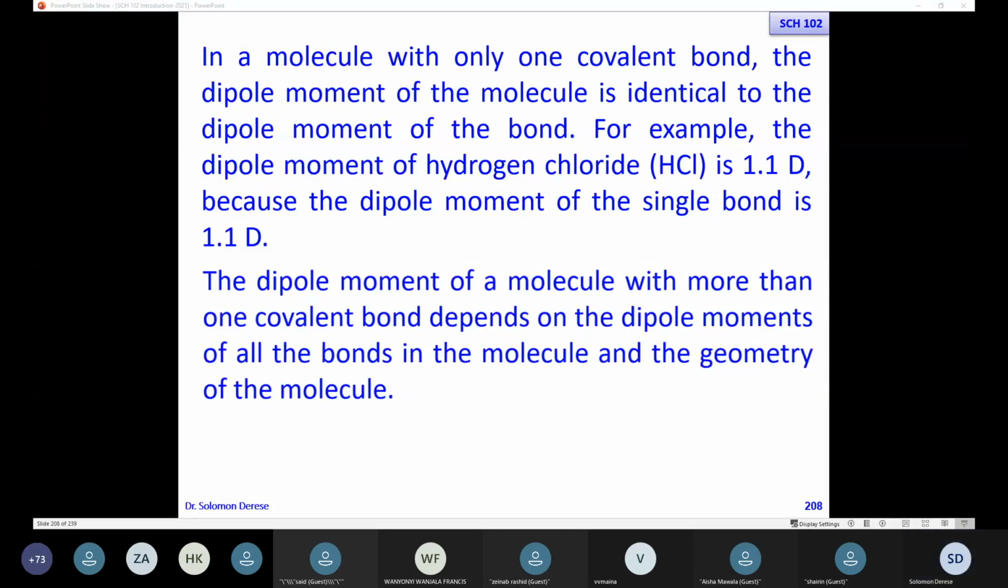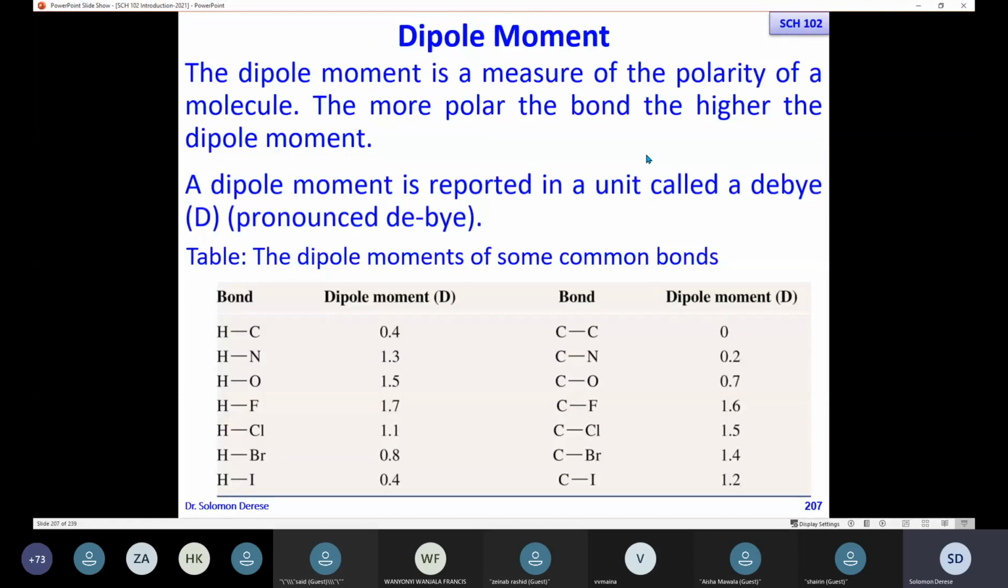So, dipole moment is a vector quantity. Let me just give you an example so that you can work with me. Remember, we said that the bond moment of the hydrogen-carbon bond is 0.4. Please mute. The bond moment of each hydrogen-carbon bond is 0.4.